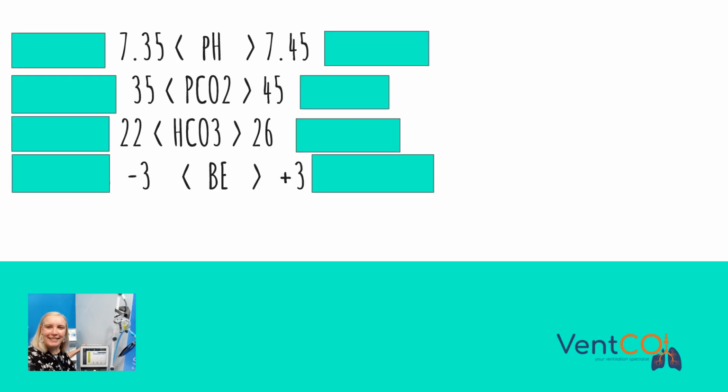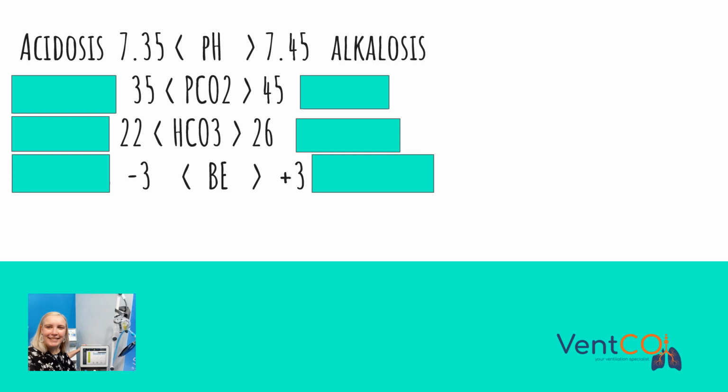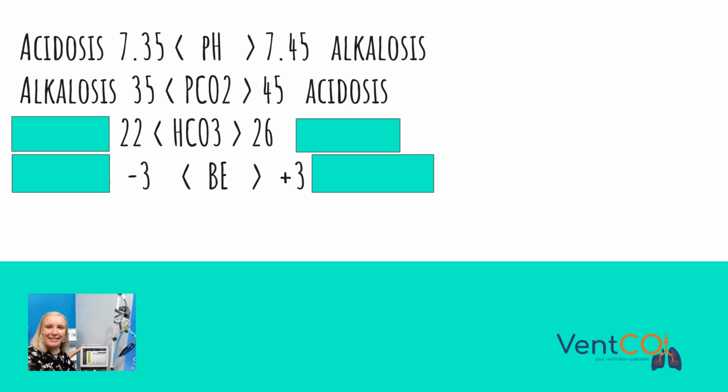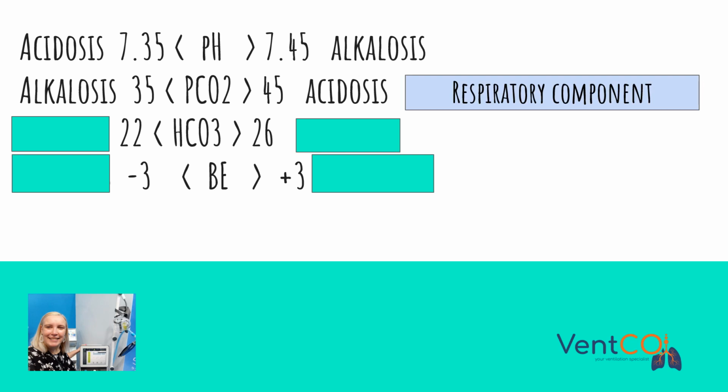On this slide, we'll be looking at the abnormal values found in an ABG. A pH of less than 7.35 is acidosis. More than 7.45, alkalosis. A PCO2 of less than 35 millimeters of mercury, alkalosis. A PCO2 of more than 45 millimeters of mercury, acidosis. On your blood gas analysis, your PCO2 will equate to your respiratory components.